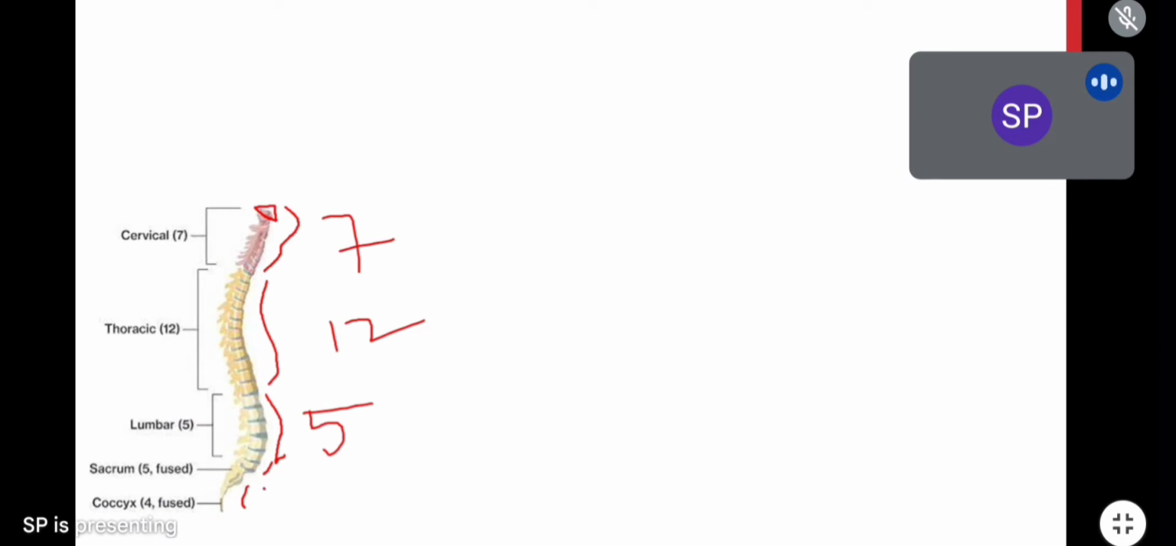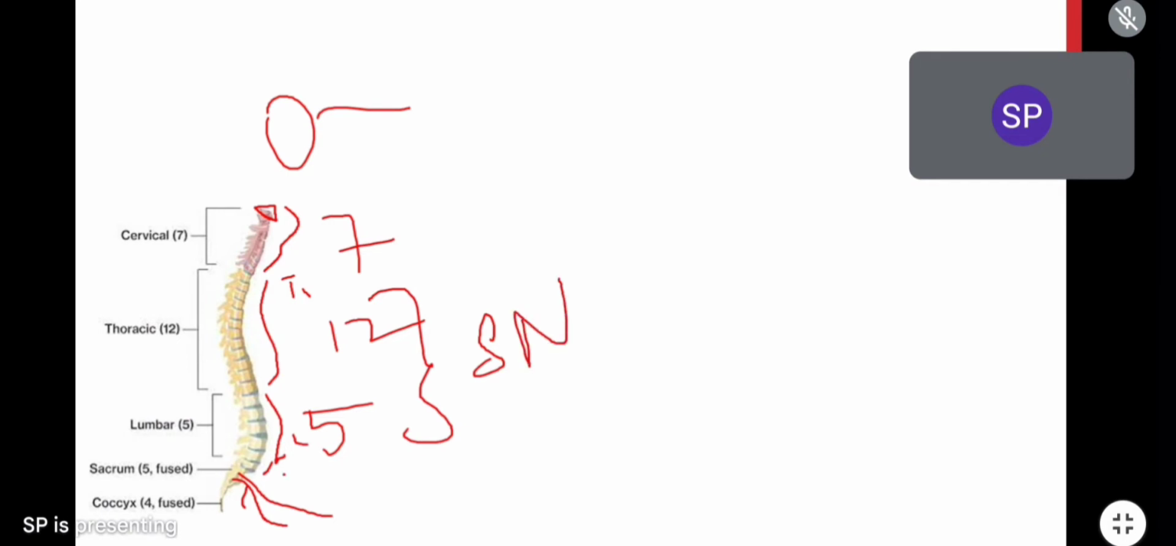S2, S3 and S4 are parasympathetic nerves. Parasympathetic nerves will be arising from here and from the brain. And the remaining, from thoracic T1 to L3, are sympathetic nerves. Okay. Anyways, this is just for understanding purposes. I explained it to you.